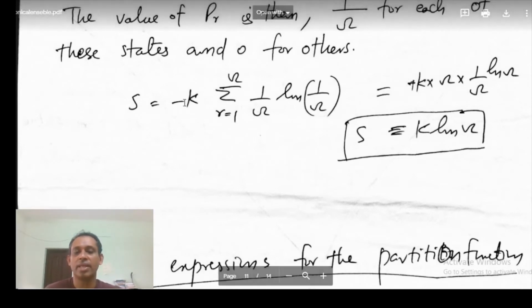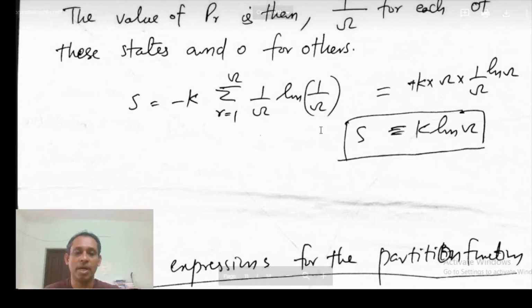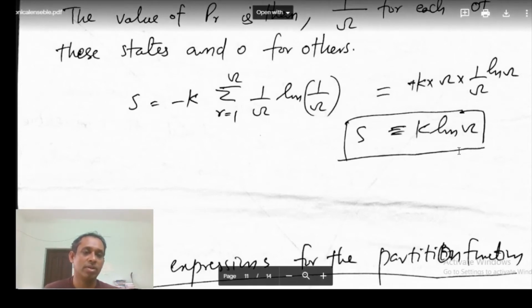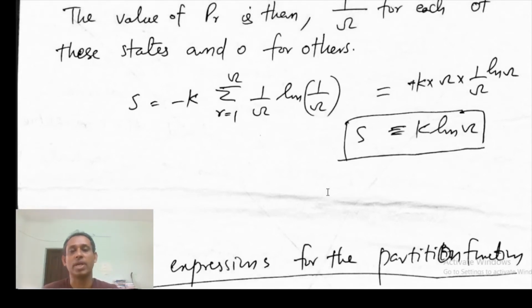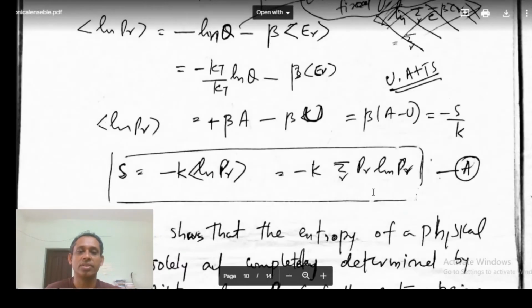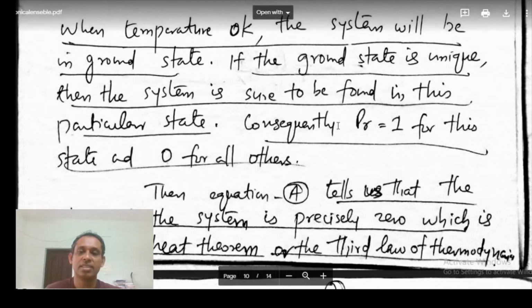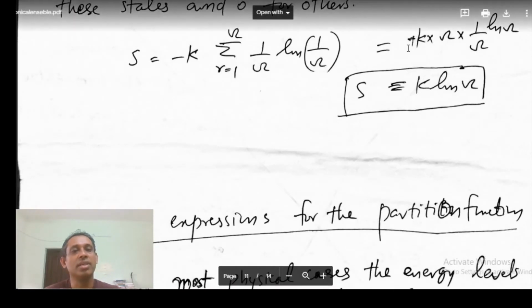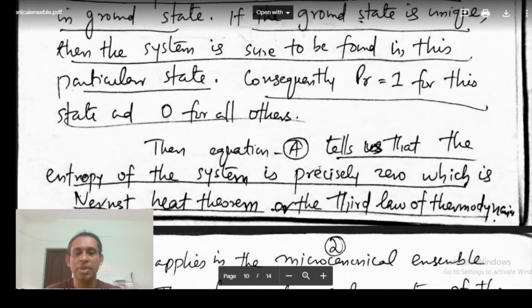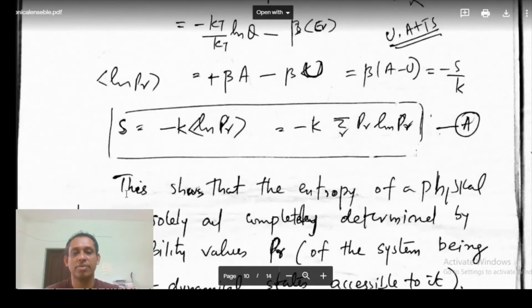The minus sign will get cancelled because here we have minus log 1 by omega, so that will be plus log omega. So S is equal to k log omega, which is the fundamental equation, the Boltzmann equation in the microcanonical ensemble. So this is quite a general equation which is applicable to the canonical ensemble as well as the microcanonical ensemble.